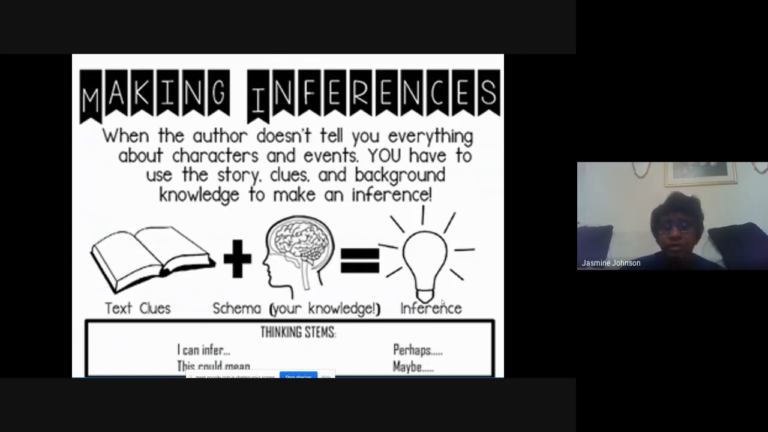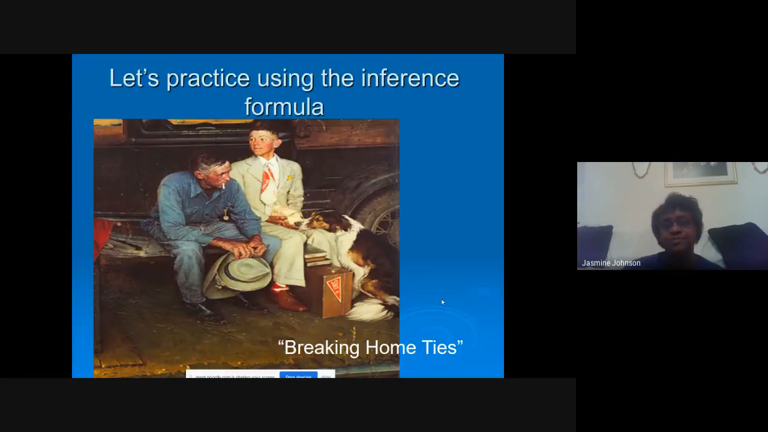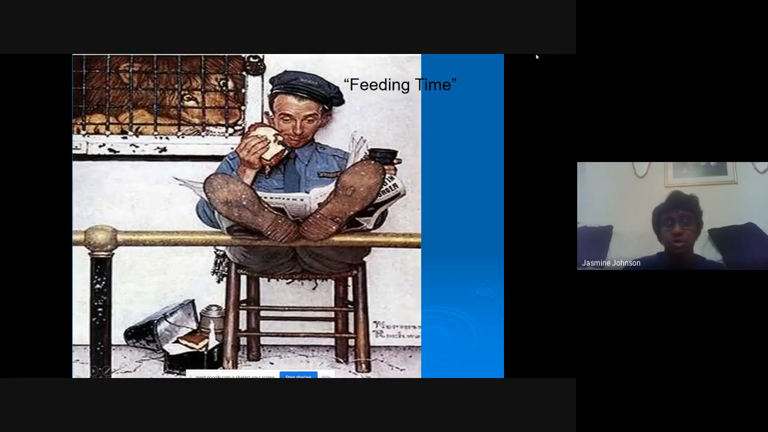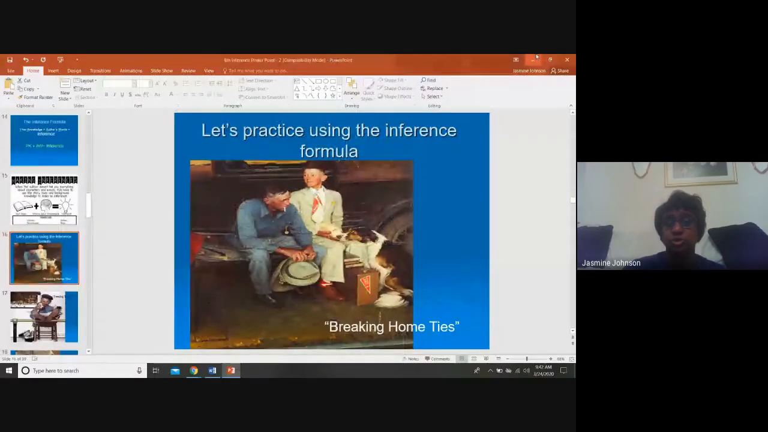And if you notice, when I was going through the dialogues, I was saying things like, I can infer, or this could mean, perhaps, maybe. Those are your thinking stems. They clue other people in that this is an inference. The story doesn't necessarily say it, but this is what I feel like it's talking about. So we're in practice using our inferencing formula with some pictures. Hold on, I'm going to try to get our other screen up also so you can see how it works with the chart.